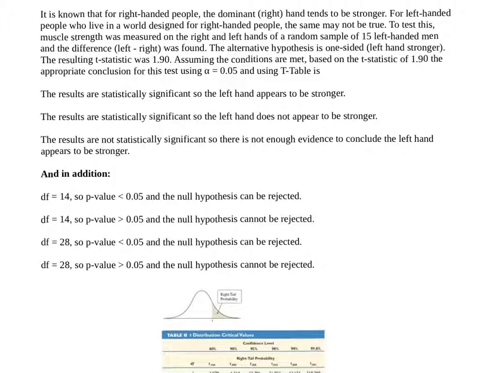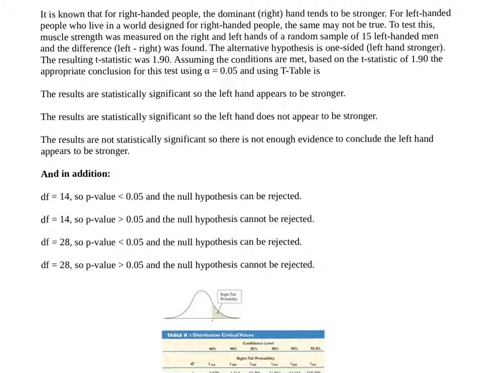It's known that for right-handed people, the dominant, right hand, tends to be stronger. For left-handed people who live in a world designed for right-handed people, the same may not be true. To test this, muscle strength was measured on the right and left hands of a random sample of 15 left-handed men, and the difference, left minus right, was found. The alternative hypothesis is one-sided, that is, that the left hand is stronger. The resulting t-statistic was 1.90.